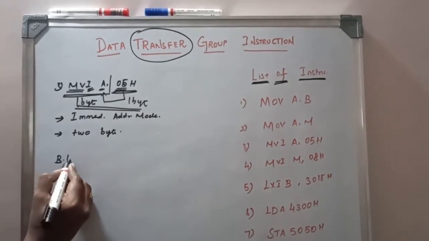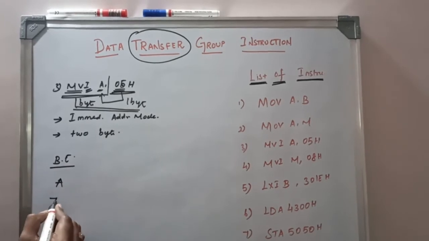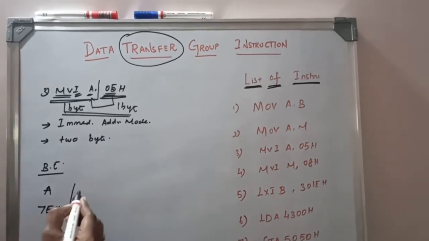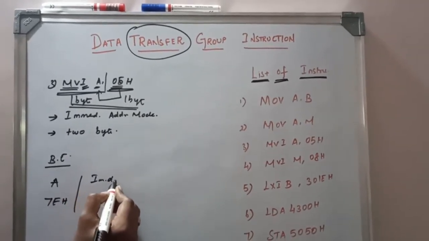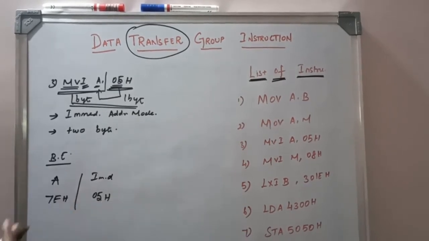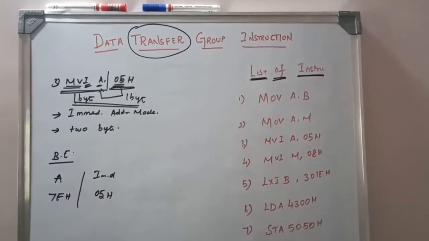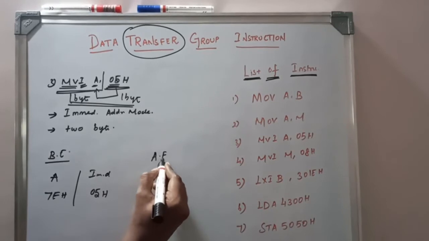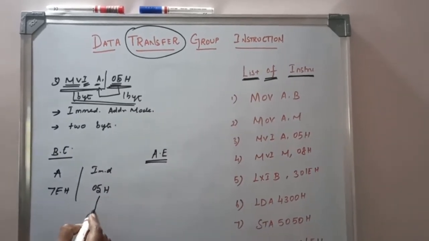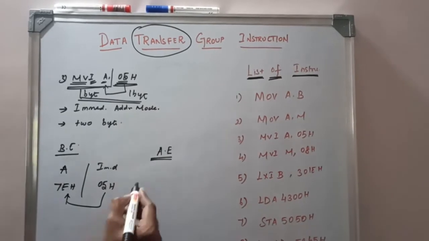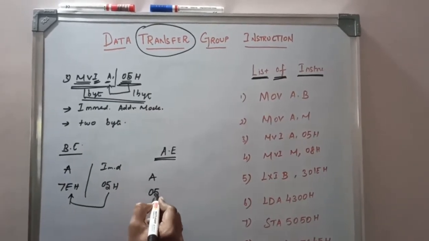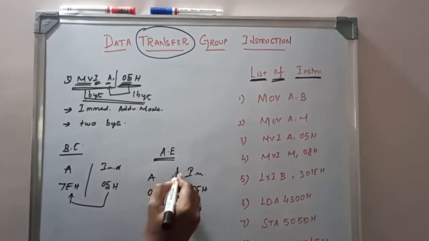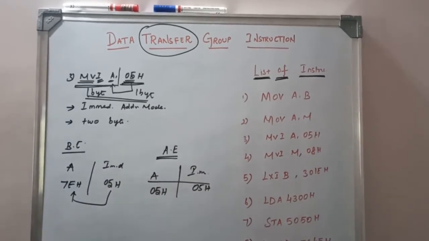Before execution of this instruction, the accumulator holds 7FH and the immediate value is 05H. So before execution, the A value is 7F and the immediate value is 05. After execution, the immediate value is simply transferred into the accumulator. Now the accumulator value is 05H and the immediate value is maintained as it is. Whatever value was present before execution, the same value is maintained.